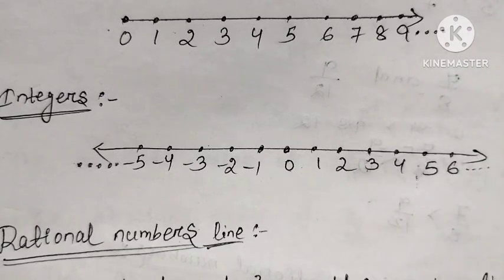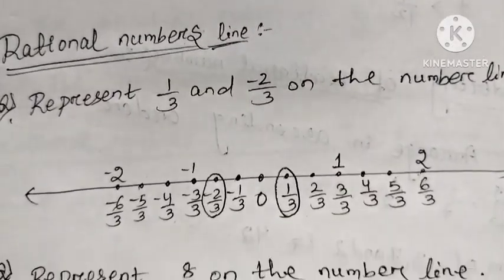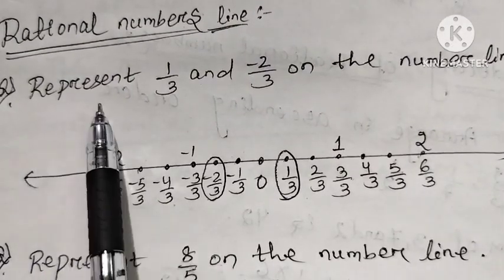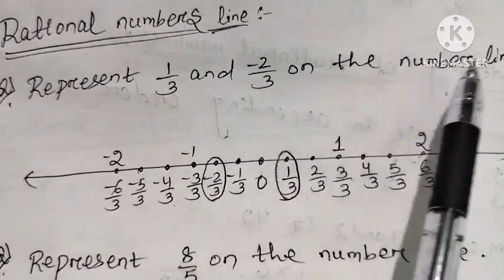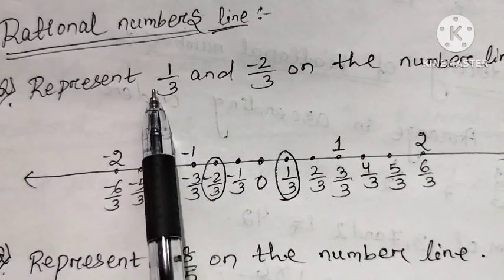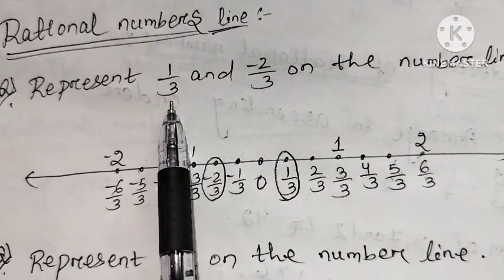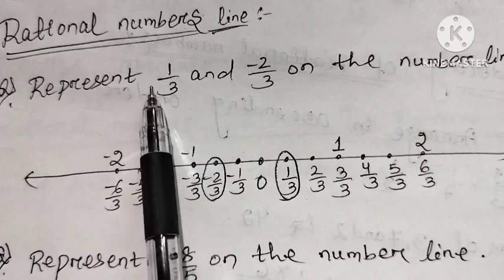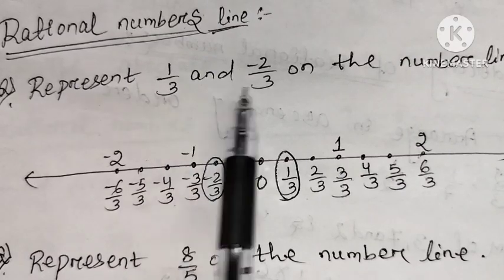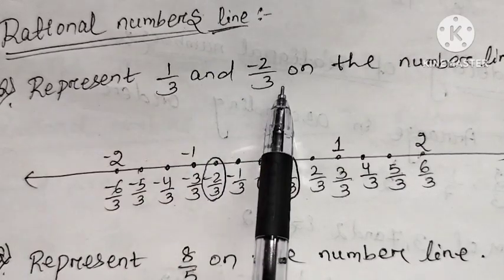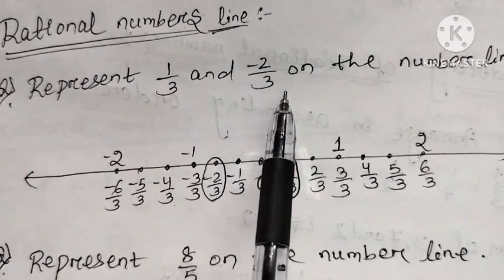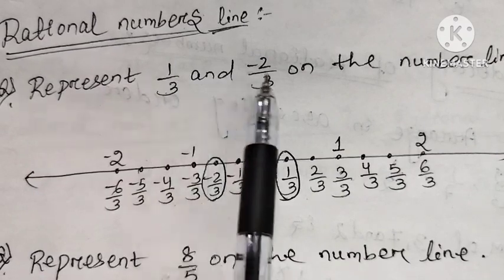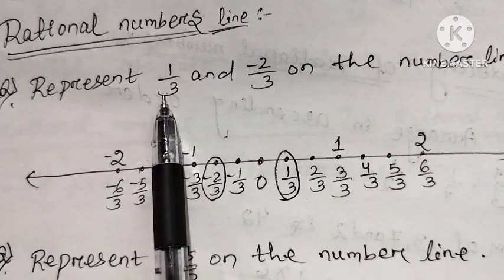Now, how will rational numbers be represented on a number line? See, represent 1/3 and -2/3 on a number line. First you check the denominator. The denominator is 3 in both cases. One is a positive rational number and the other is a negative rational number.